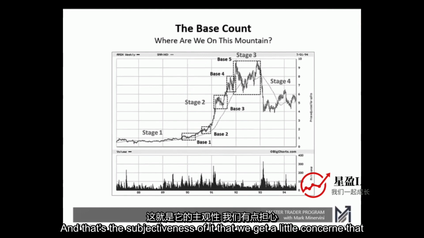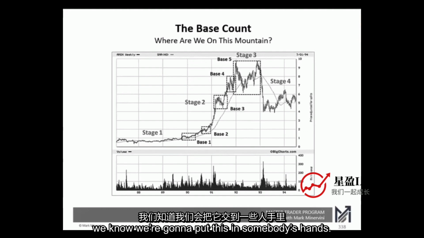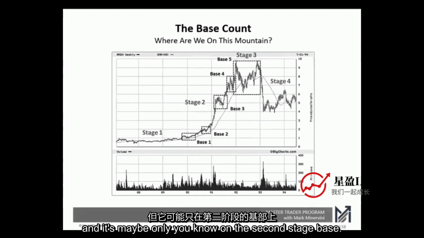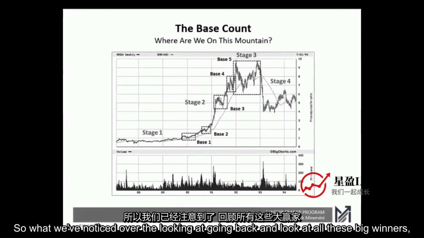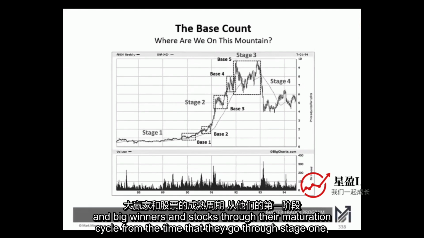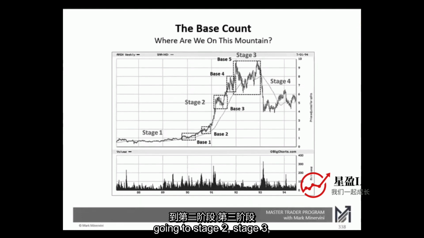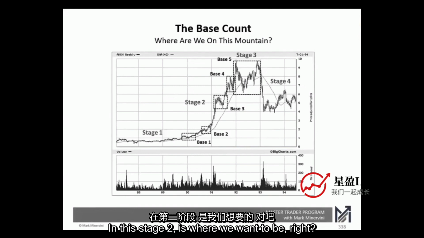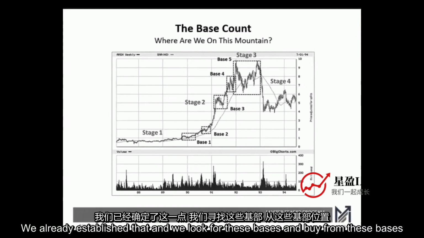That we get a little concerned that we're going to put this in somebody's hands, and then they're going to start saying that, oh, it's on the fifth stage base, and it's maybe only on the second stage base. So what we've noticed, going back and looking at all these big winners and stocks through their maturation cycle, from the time that they go through stage one, go into stage two, stage three, the topping stage, and then stage four, the declining stage. Stage two is where we want to be, right? We've already established that.